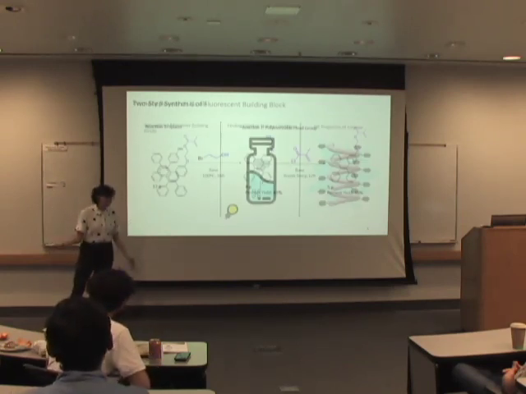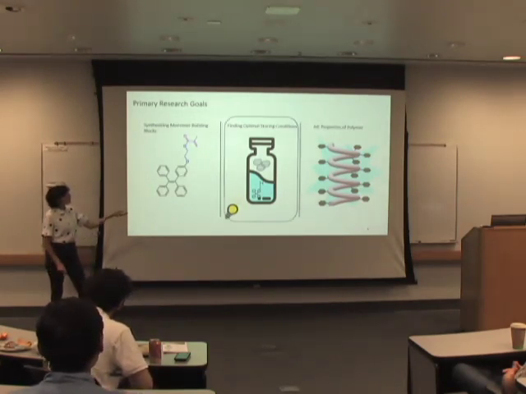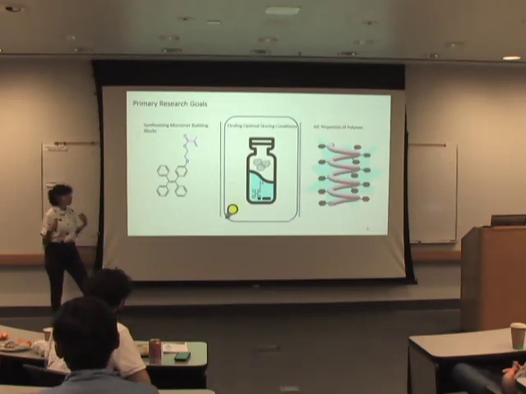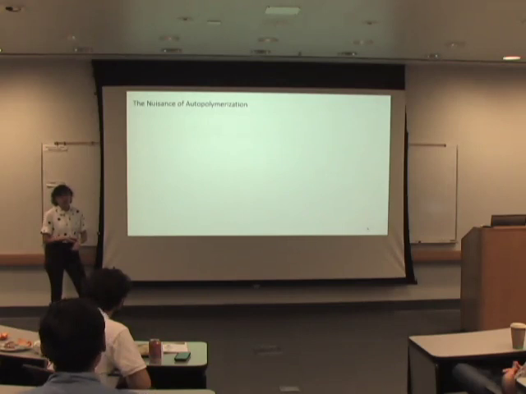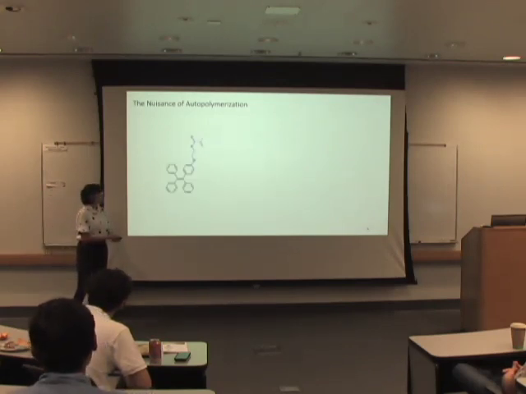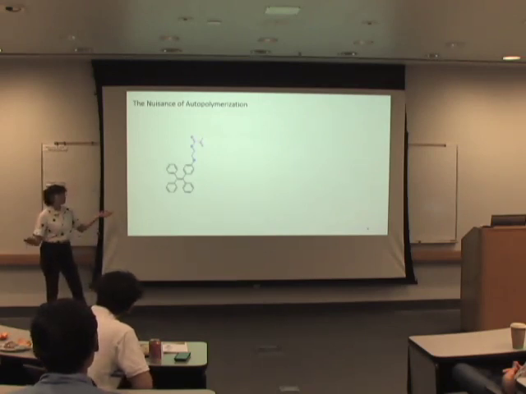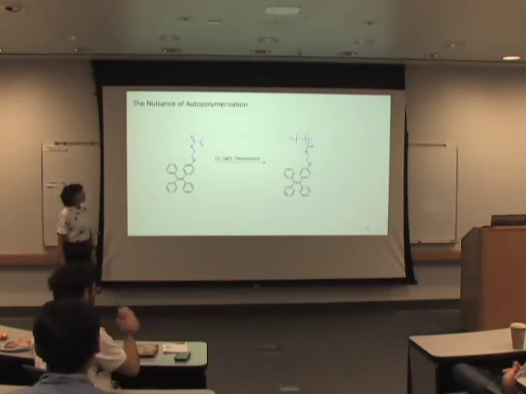And moving forward into my goals, the second step was to find an optimal storage condition. We did this because of something known as autopolymerization. We do not want our monomer to autopolymerize. What this is, is when our monomer is sitting on a bench somewhere when we're not using it, it starts to react with itself due to the conditions it's stored in.